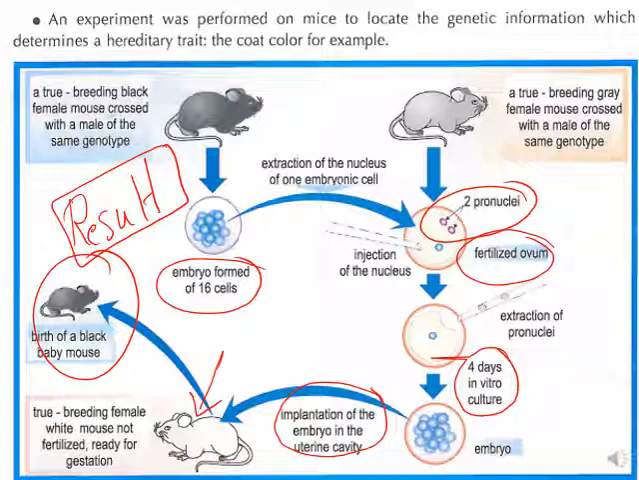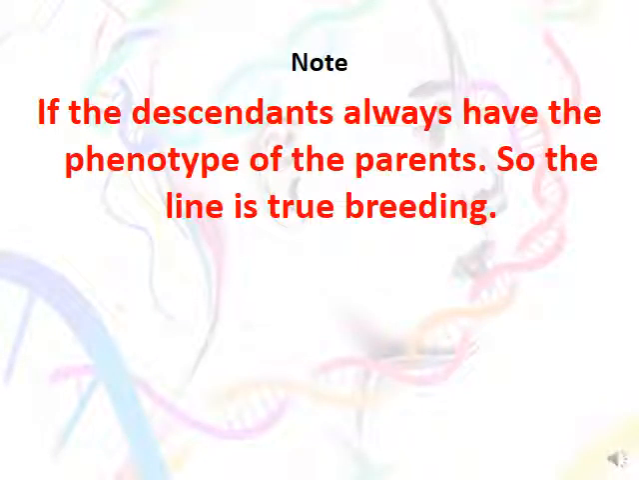And here you have to know that a dominant phenotype may be homozygous or heterozygous. Pay attention to this: the phenotype doesn't always reveal the genotype, so you have to be careful about this. Note that if the descendants have the same phenotype as the parent, the line is said to be a true breeding line.